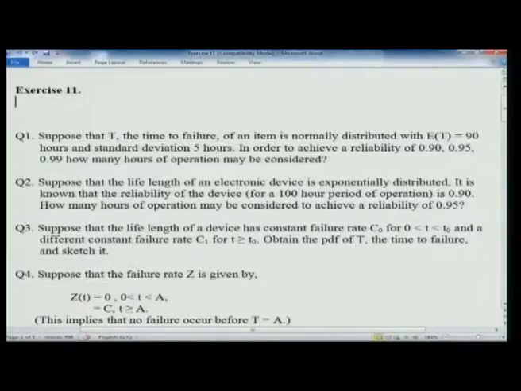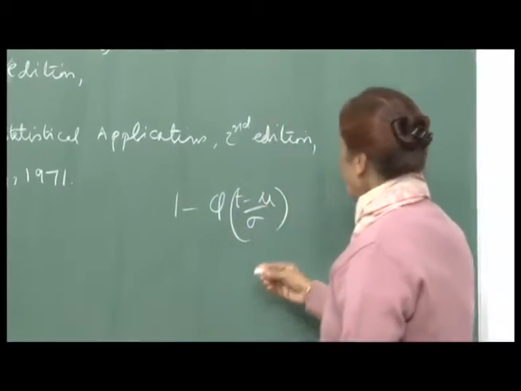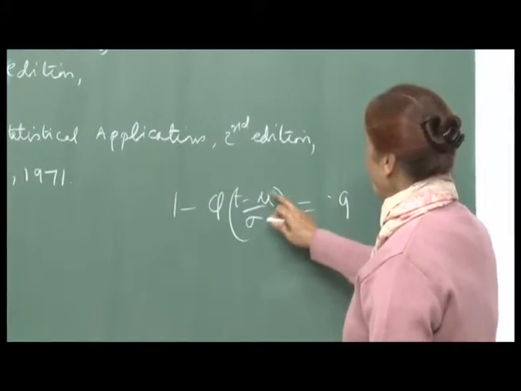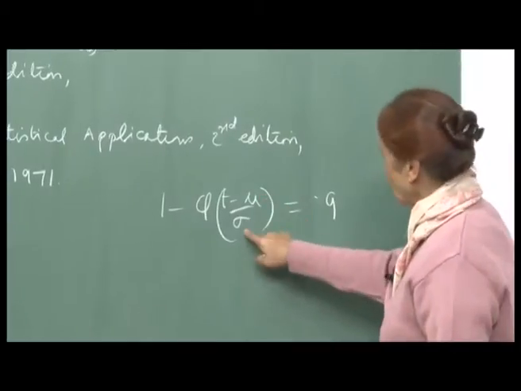Let us just look at question 1. Suppose that T, the time to failure of an item, is normally distributed with E(T) as 90, that is mu, hours, and standard deviation 5 hours. In order to achieve reliability of 0.9, 0.95 and 0.99, how many hours of operation may be considered? So, now you know the reliability function. This is 1 minus phi of (t minus mu) upon sigma, right. So, if for example you put it equal to 0.9, mu is given to you, sigma is also given to you.